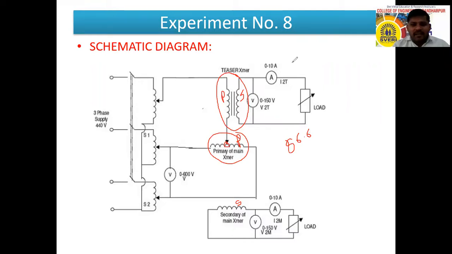This derivation we will derive while discussing the theory for the B division students. See these two transformers: by using these two transformers we are converting this 3-phase supply to a 2-phase supply. Here is one single phase load, and here is another single phase load.